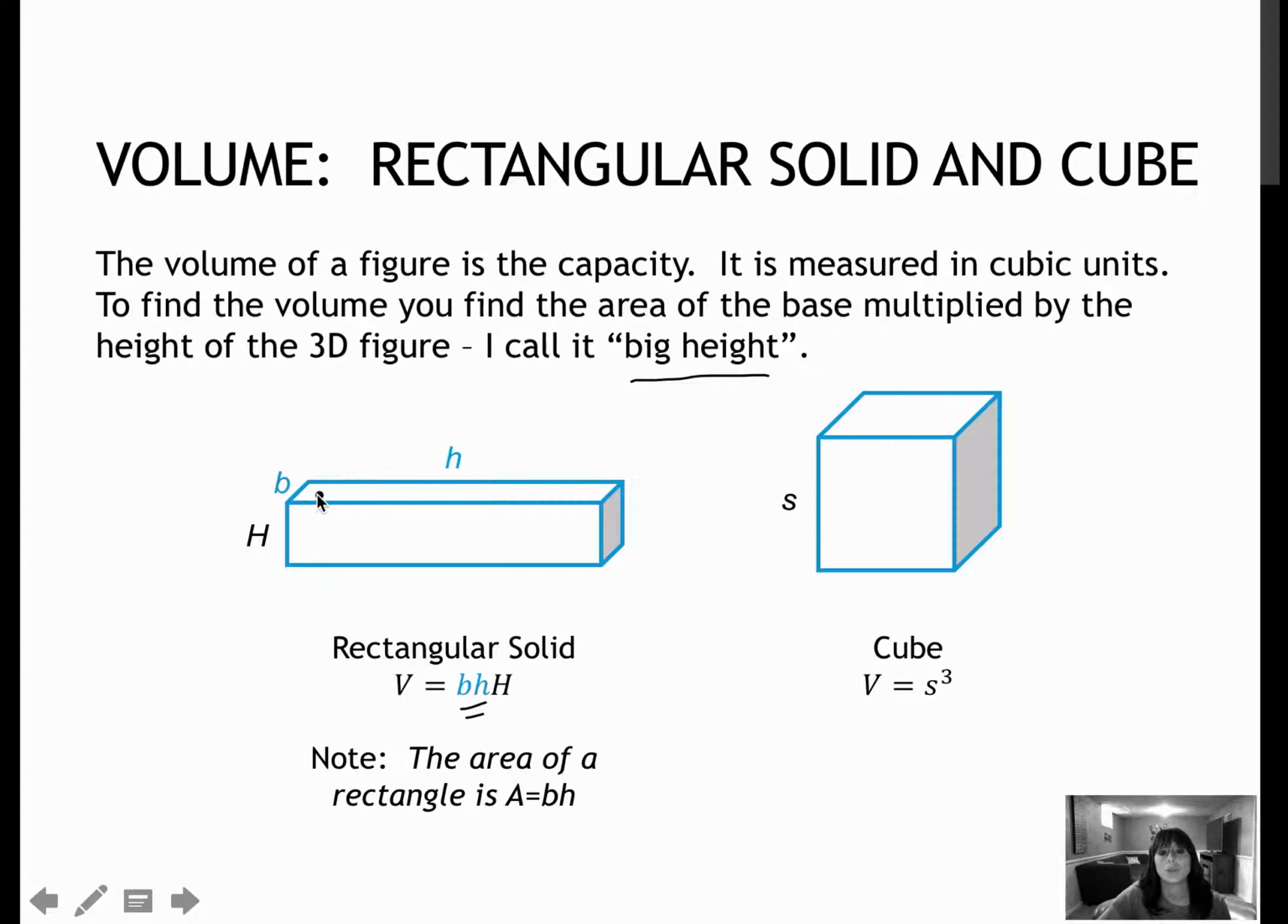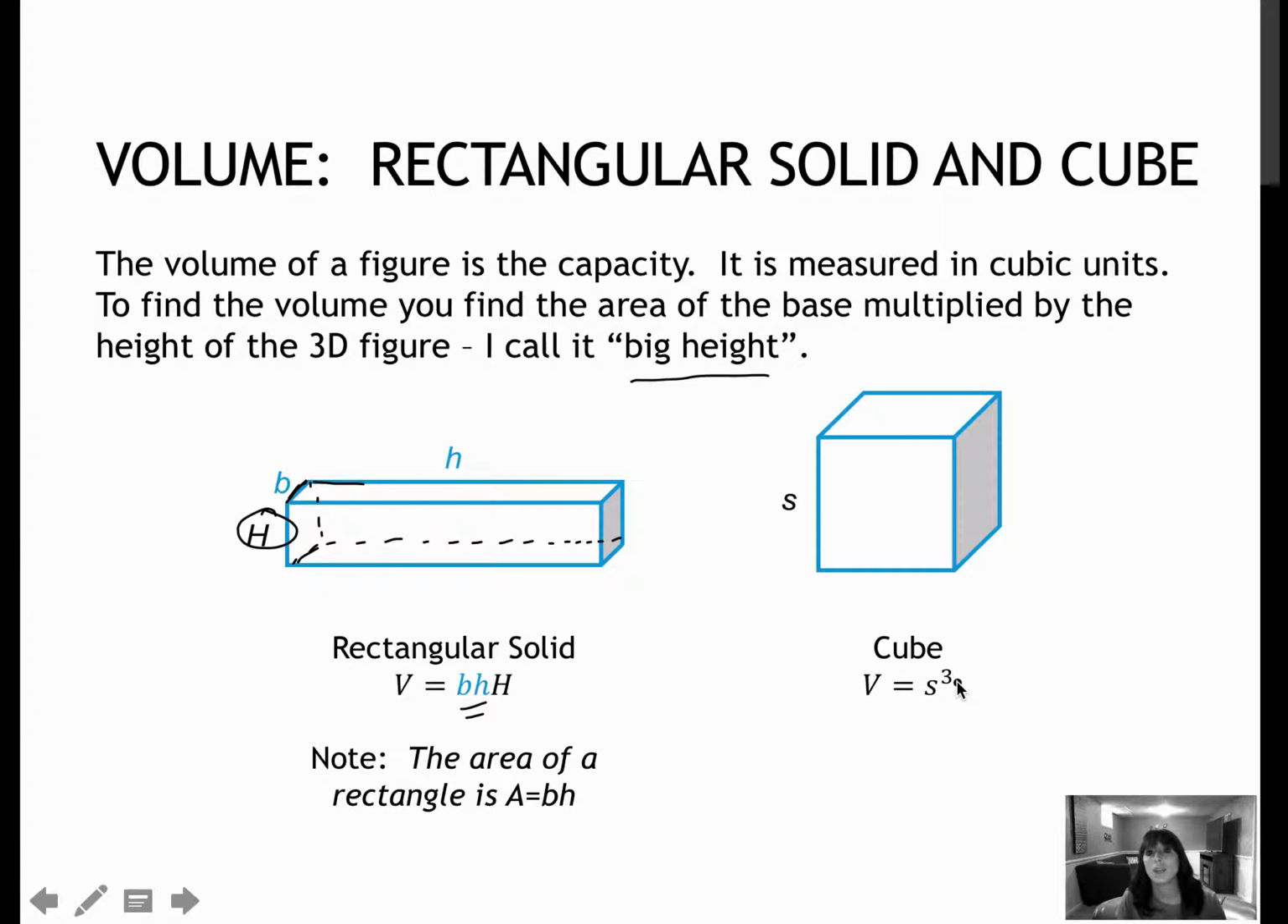The base, which is like here, obviously on the bottom, there's another one, which we don't see, but that'd be like the little dotted line. So notice the base here, the part that's flat against the ground, is a rectangle. That's why it's called a rectangular solid. And if I found the area of that rectangle, I would take the base times the height of that triangle. The big height, or what I call the big height, is the height of the figure. So I'm going to find the area of the base and multiply it by the height of the figure.